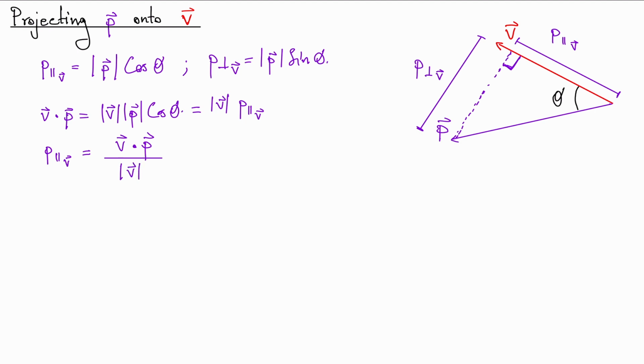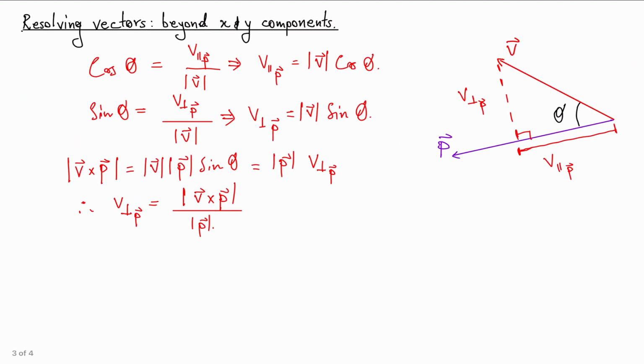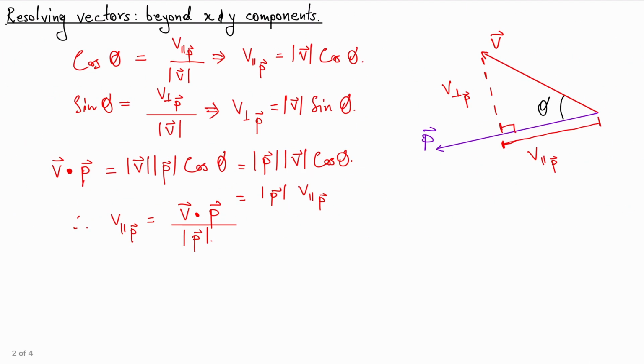Notice what comes in the denominator here is always the magnitude of the vector onto which we're projecting. So here we're taking vector P and we're projecting it onto V. Notice V is in the denominator. In the previous example, we were taking vector V and projecting it onto vector P, and notice what was on the denominator. It was vector P.